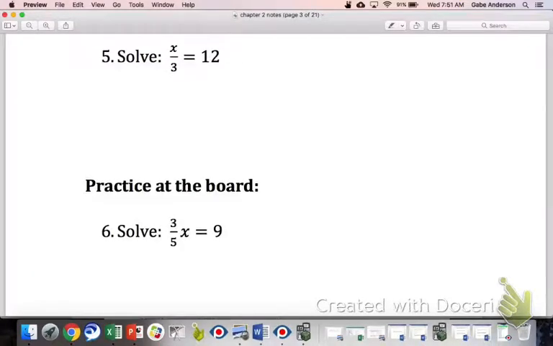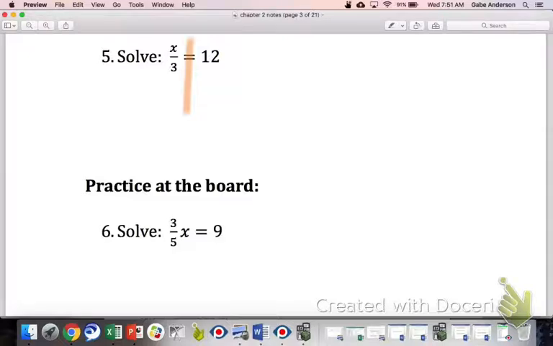X over 3 is equal to 12. So once again, we are going to look at this as a balancing act. You know, is the x currently already by itself? It never is, right? That's kind of the point of this. Avery, what's with the x? 3. There's a 3. How is that 3 attached to the x? Division. So what do we do to get rid of that 3?